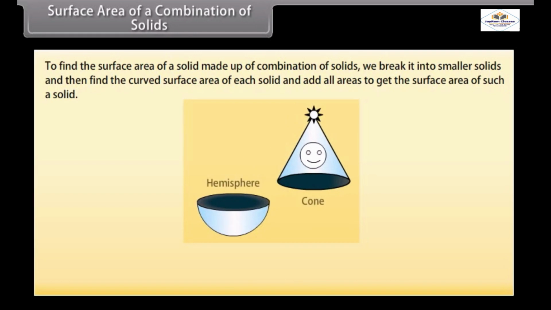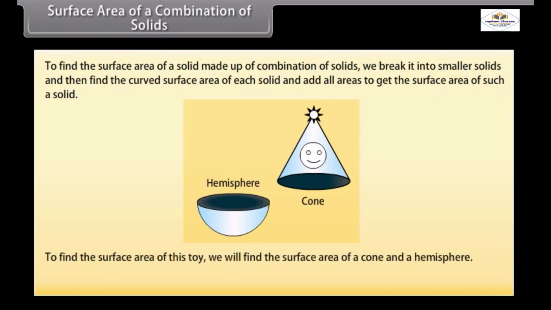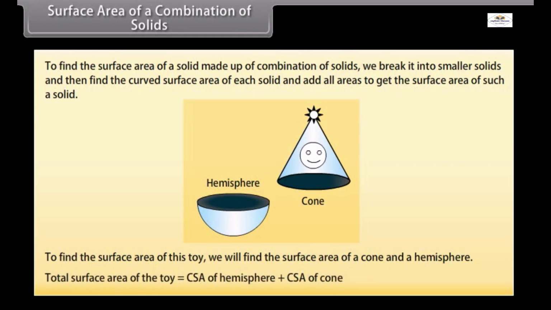This toy is a combination of a cone and a hemisphere. To find the surface area of this toy, we will find the surface area of a cone and a hemisphere. Or we can say that the total surface area of a toy will be equal to the curved surface area of hemisphere plus curved surface area of the cone. Let's solve some examples to find the surface area of combination of solids.